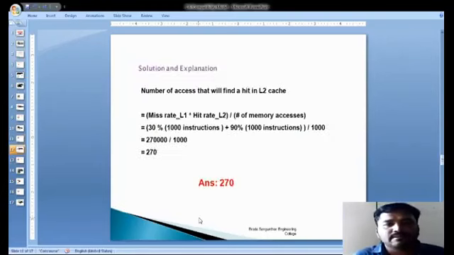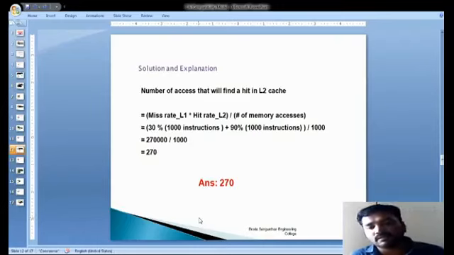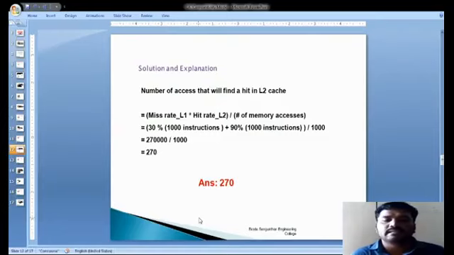So the solution will be the number of accesses that will find a hit in L2 cache is equal to miss rate of L1 into hit rate of L2, divided by total number of memory accesses. So 30 percentage of 1000 instruction plus 90 percentage of 1000 instruction divided by 1000 instruction. So it will give you 2,70,000 divided by 1000. That is finally we will get the answer as 270. So the number of accesses that will find the hit in L2 cache is 270.